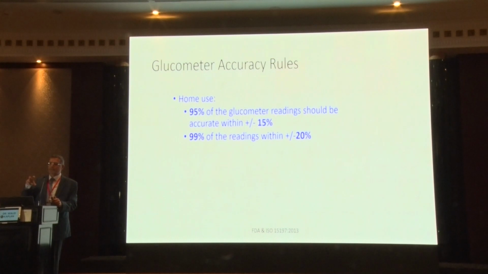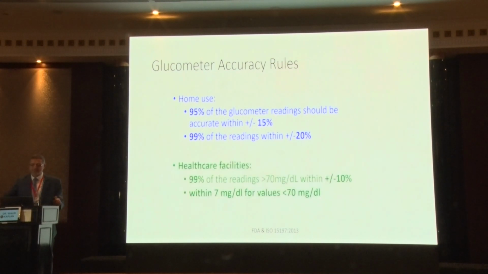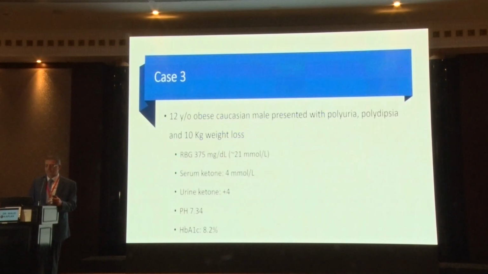The ones that are used in the hospital, the professional version, should be even more accurate. 99% of the readings above 70 should be within plus minus 10%. And if the reading is below 70, then the difference should be less than 7 milligram per deciliter. So I think with new regulations, which I don't know what year they will come, they will target the 10% difference until we reach something that is very accurate and similar to the gold standard measurements.